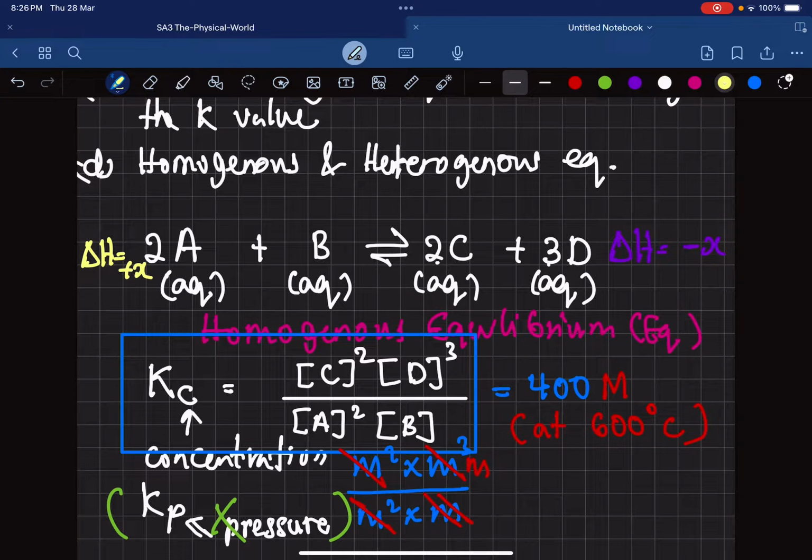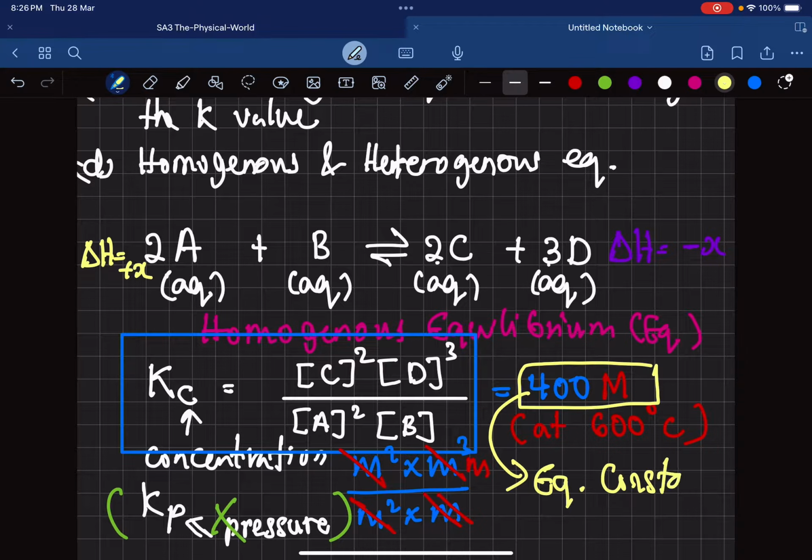This is called an equilibrium constant. So whenever a system achieves equilibrium, it will have a value, right? And this value is temperature dependent. If the temperature changes, that value will change. We will probably talk about this later. So this is the equilibrium constant.